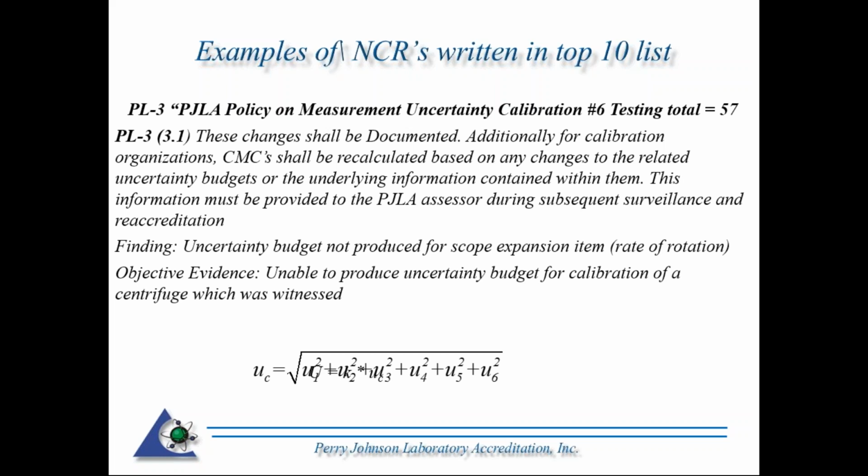So if you look on our calibration lab scope of accreditation, that CMC is depicted as the best uncertainty. Hence, by definition, an organization can never report an uncertainty less than the CMC. We have seen instances where during the course of an assessment, we looked at calibration reports, but in complying with 510, our assessor should also be looking at that uncertainty and looking at the CMC. If the actual uncertainty reported is less than the CMC, that would be a nonconformance written against PL3.